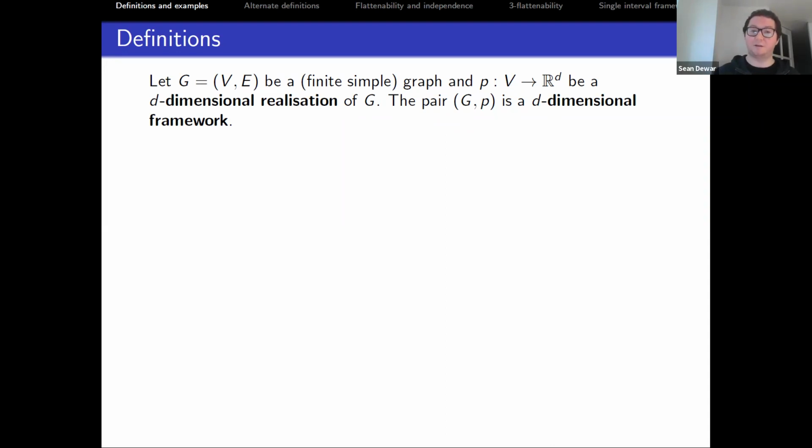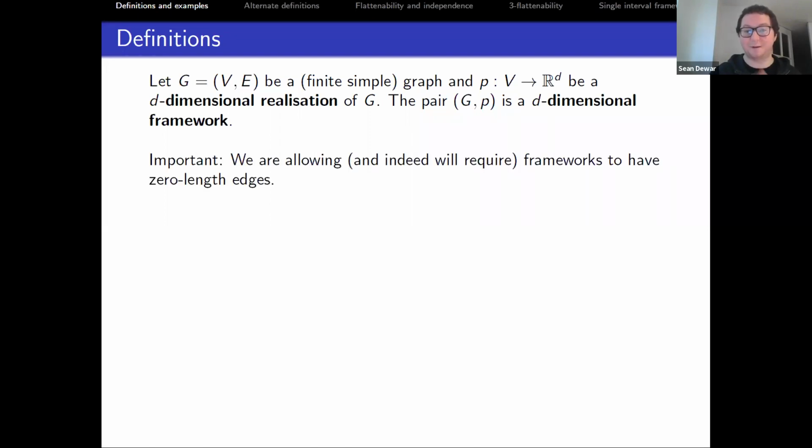A d-dimensional realization is just a map from the vertex set to whatever space we're talking about, so R^d in this case. Importantly, we're going to allow zero distance edges. That would be two vertices connected by an edge that we allow to sit on top of each other. And then a pair (G, p) is going to be a d-dimensional framework. Like I mentioned, importantly, we're going to allow zero length edges. If we don't, we're going to run into some immediate problems, which we'll see very soon.